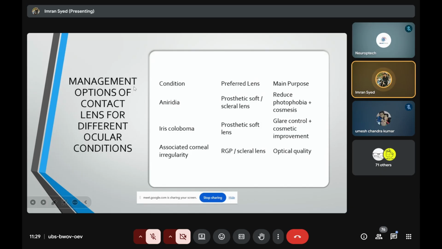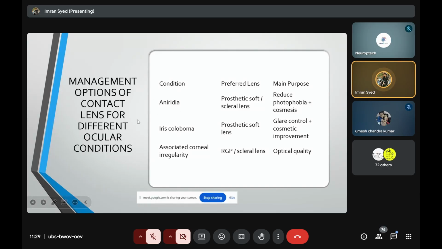So we'll discuss that. Aniridia is an absence of the iris. The preferred lens will be a prosthetic soft or scleral lens. The main purpose of that lens is to reduce the photophobia and to improve the cosmetic appearance.